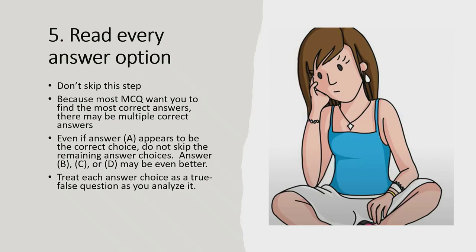Strategy number 5. Read every answer option. Do not skip this step. You might think that you know your answer when you read the question, which is very good, but do not omit to read the options, because remember that all the options may be plausible answers, but in this particular question we are asking you to look for the best possible answer.